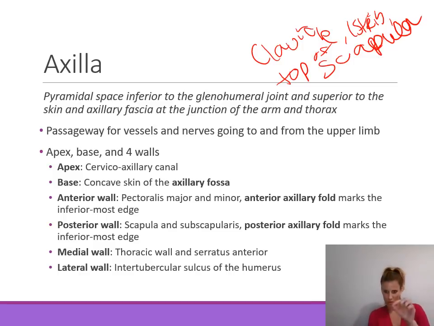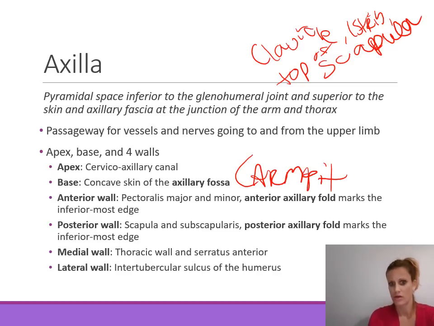So literally the hole or the passageway, the space that's available to go from the neck down behind the clavicle and into the axilla. So that's the apex, that opening. The base is just the concave skin of the axillary fossa. The axillary fossa is, if you raise your arm, this depression right here, which you would just say the armpit. That forms the base or the very bottom of the axilla.